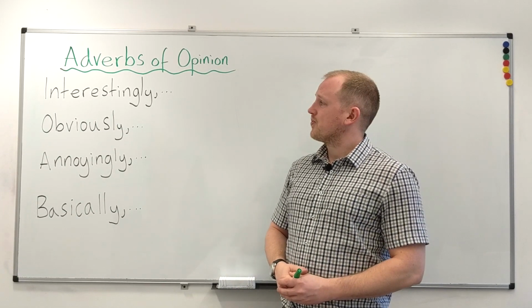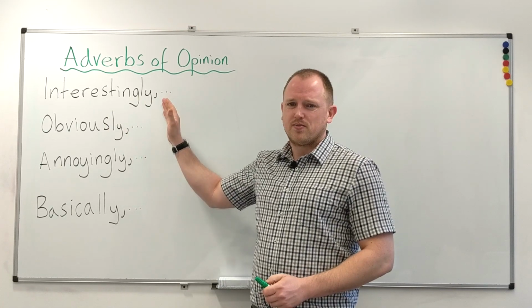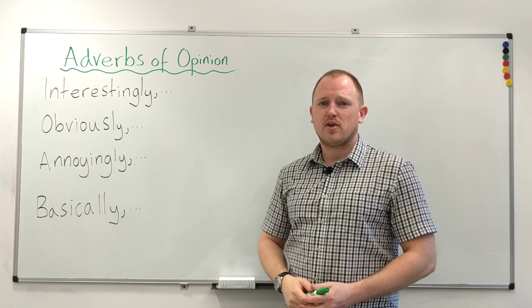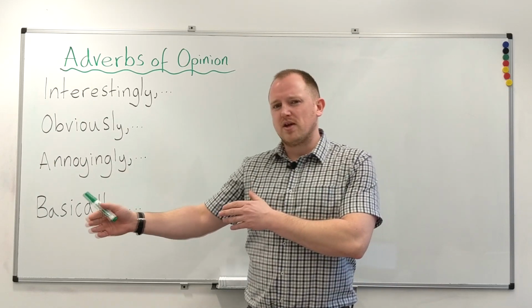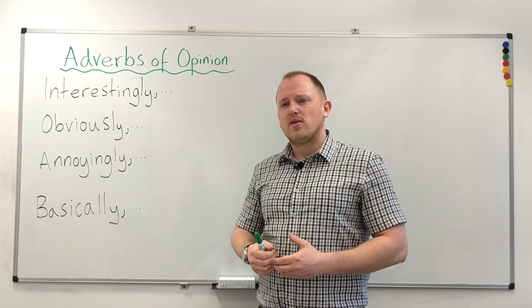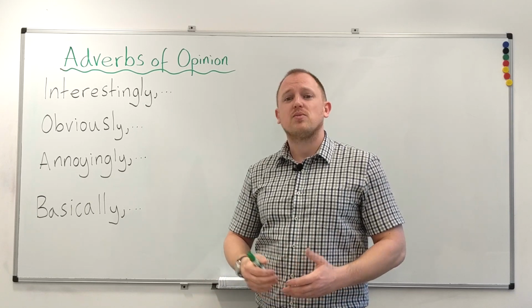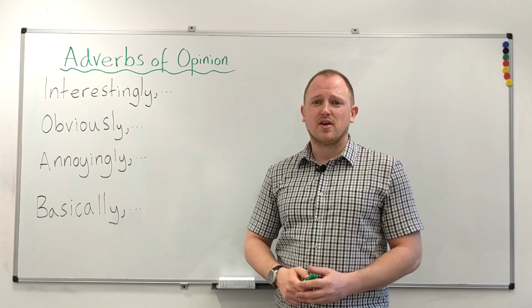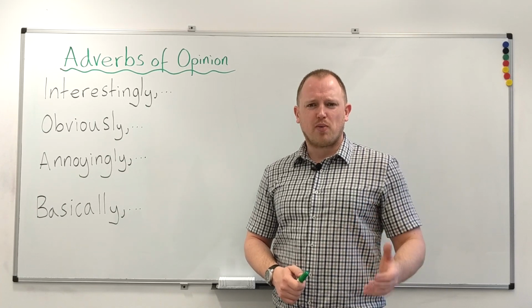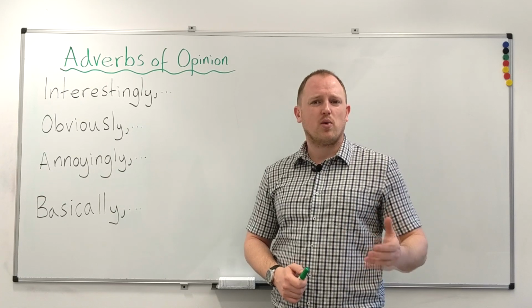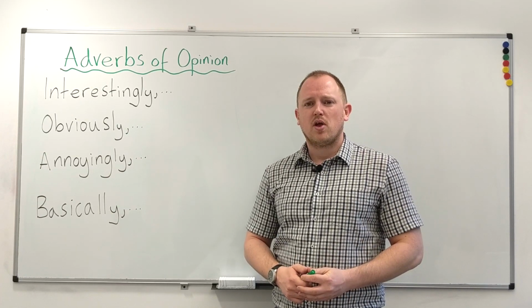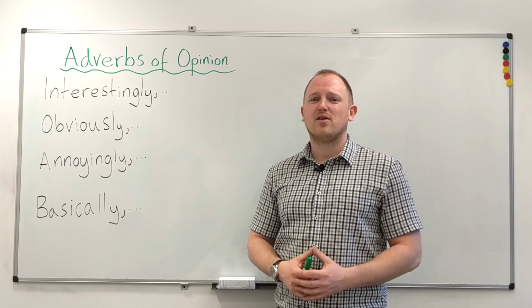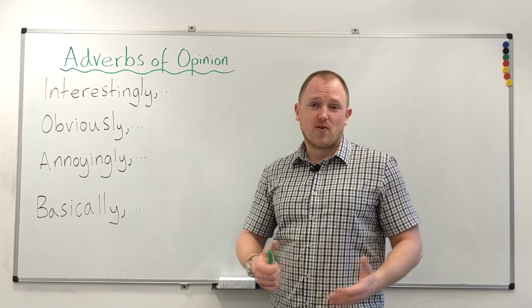For example, interestingly. Interestingly is an adverb of opinion. It lets the person that you're speaking to know that you think what you're about to say is interesting. For example, interestingly, a lot of people in Spain have started to buy our product. What you're saying is that you think the fact people in Spain are buying your product is very interesting.